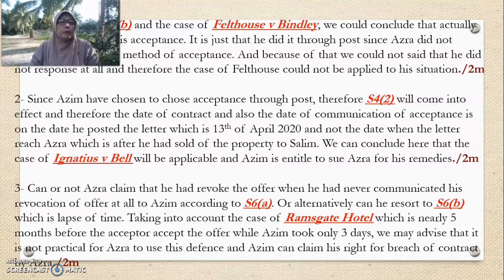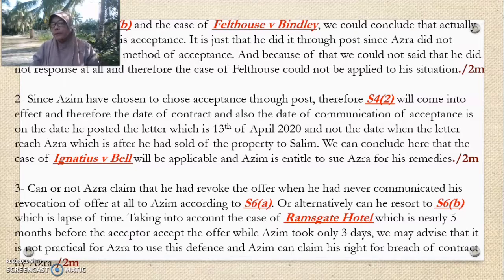And issue number 3: can Azra claim that he had revoked the offer when he had never communicated his revocation of the offer at all to Azim, according to section 6, subsection A? Or alternatively, can he resort to section 6, subsection B, which is lapse of time, taking into account the case of Ramsgate Hotel, where it was nearly 5 months before the acceptor accepted the offer, while Azim took only 3 days? We may advise that it is not practical for Azra to use this defense, and Azim can claim his right for breach of contract by Azra.